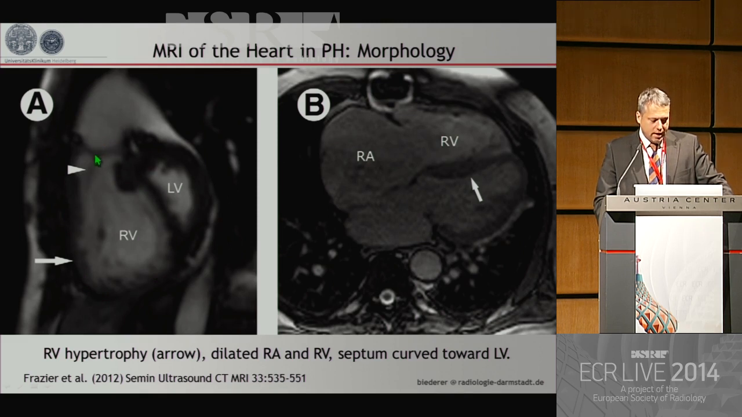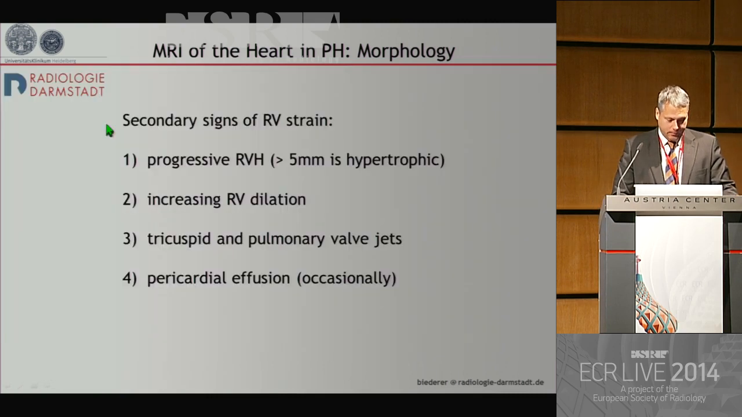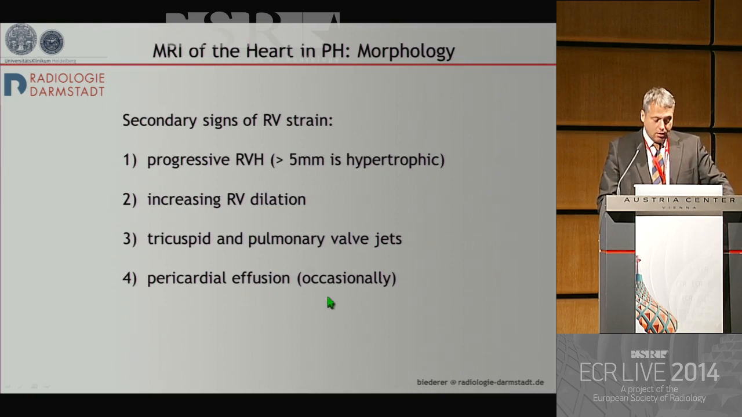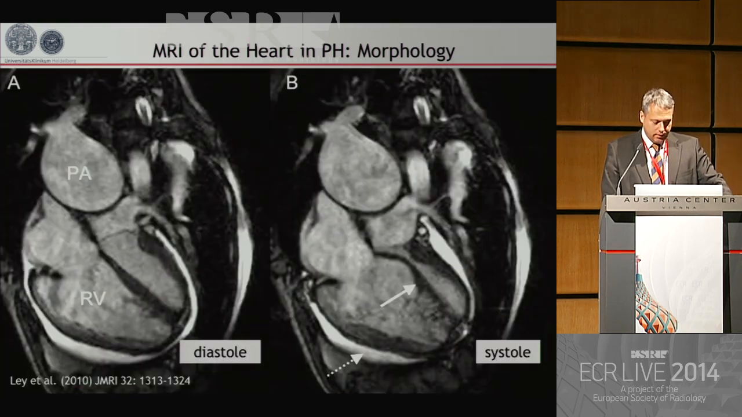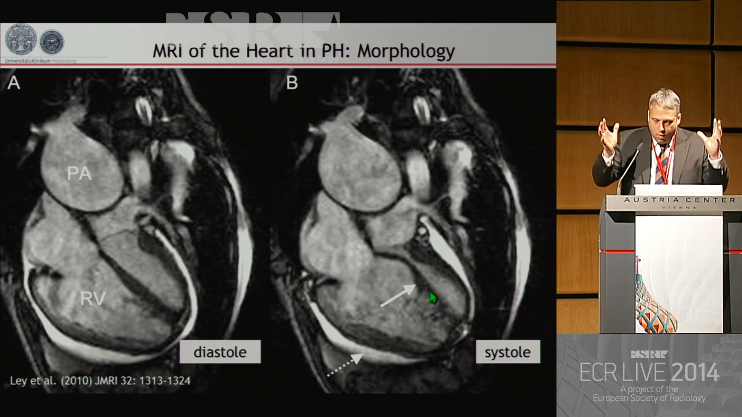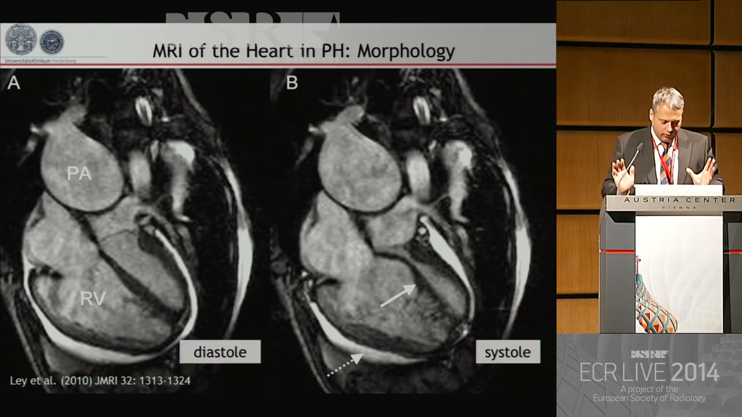Again, already we see a jet in the pulmonary valve due to the very elevated pulmonary pressure. So we see all these secondary signs of right ventricular strain, which is progressive right ventricular hypertrophy, dilatation, jets over the valves, and occasionally, not that seldom, we see pericardial effusion. Like in this patient, you see how this right ventricle in diastole and in systole sort of bulges around the volume that it can throw out.